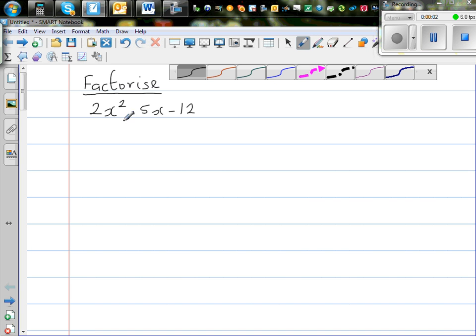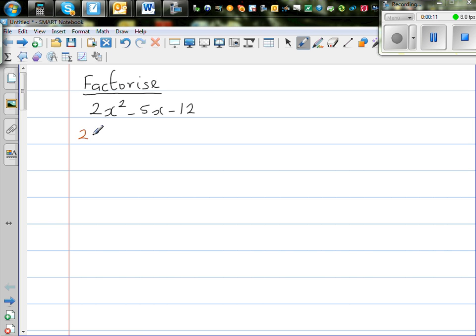Let us factorize 2x squared minus 5x minus 12. I don't like the 2 sitting outside, so I'm going to factor out the 2. So 2 times x squared is 2x squared. I'll go 2 times what gives me 5, so 2 times 2.5. So I should write 2.5x here.